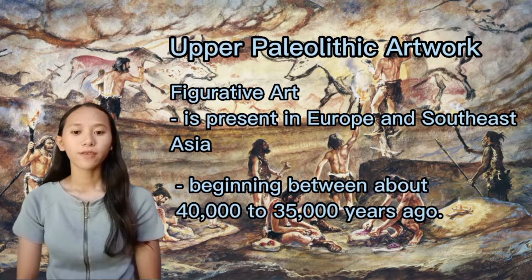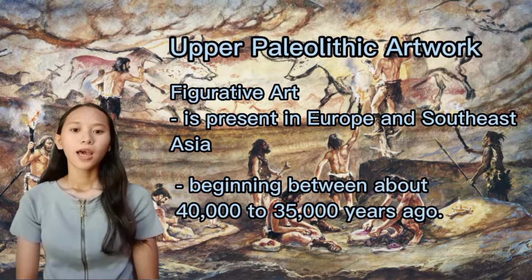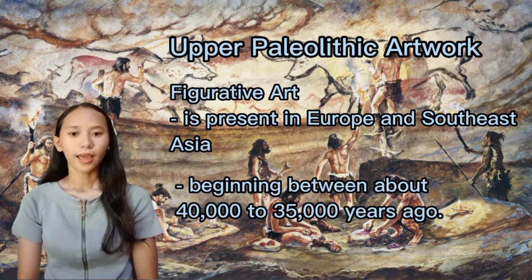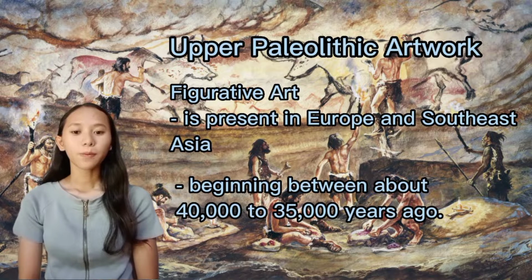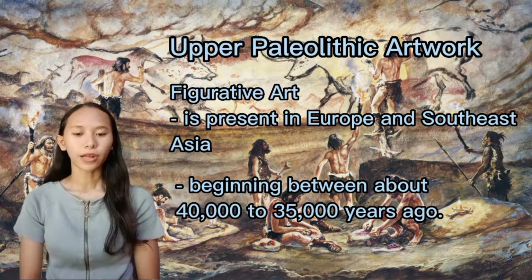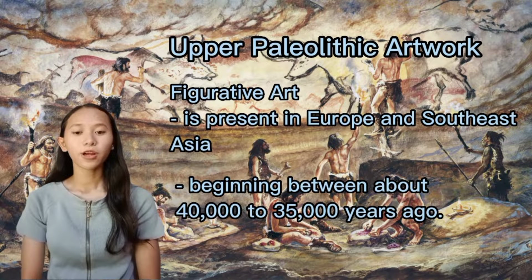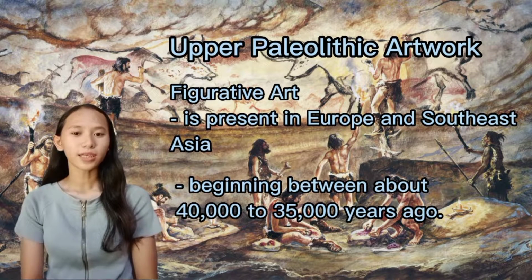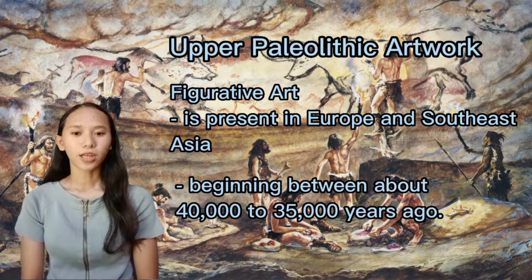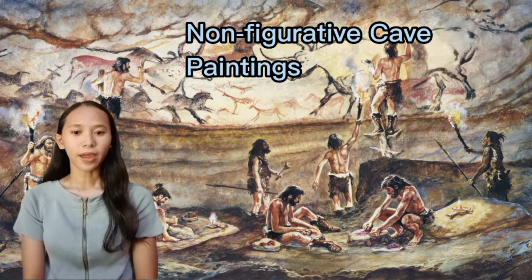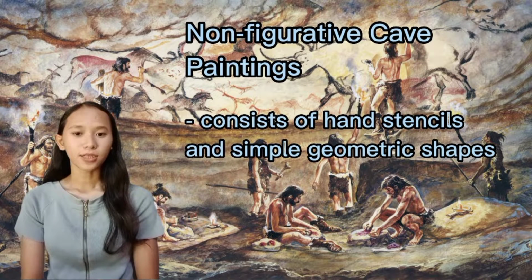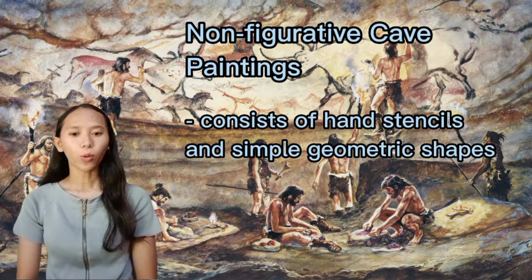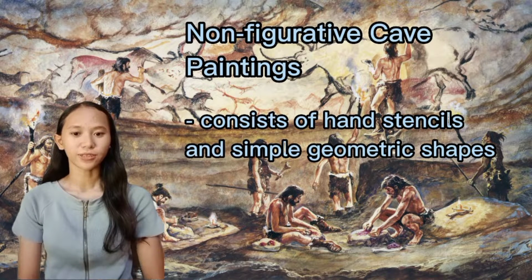The emergence of figurative art has been interpreted as reflecting the emergence of full behavioral modernity and is part of the defining characteristics separating the Upper Paleolithic from the Middle Paleolithic. The discovery of cave art of comparable age to the oldest European samples in Indonesia has established that similar artistic traditions existed both in Eastern and in Western Eurasia 40,000 years ago. The non-figurative cave paintings, which consist of hand stencils and simple geometric shapes, are somewhat older, at least 40,000 years old and possibly as old as 64,000 years.